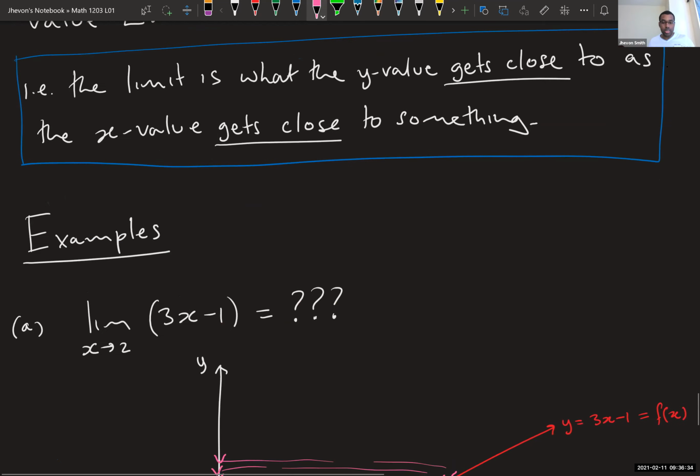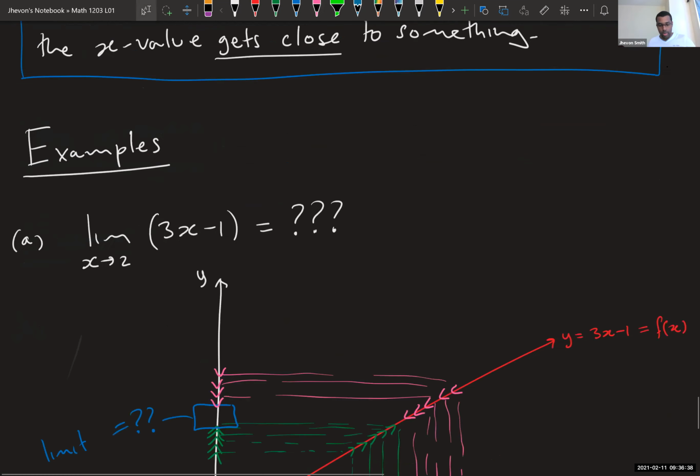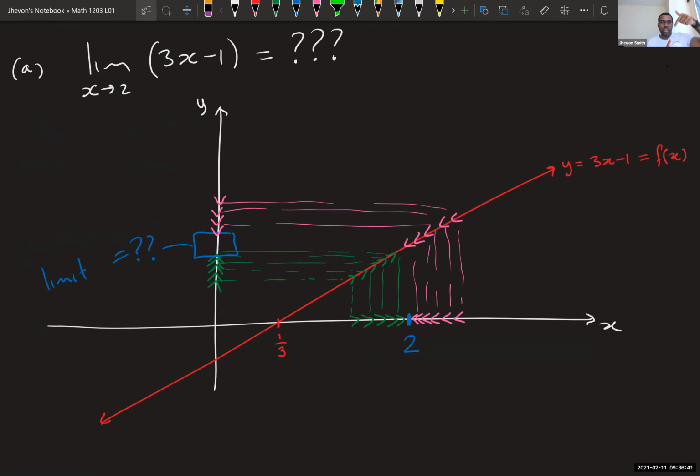So that's why this concept is important, right? What is the y value getting close to when my x value gets close to something? So I'm interested in what is the value in that blue box. As my x values get close to 2, what are my y values getting close to? I need to know that answer, right? And it needs to be unambiguous. Can anyone guess what that answer would be?